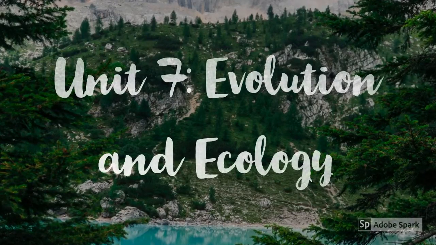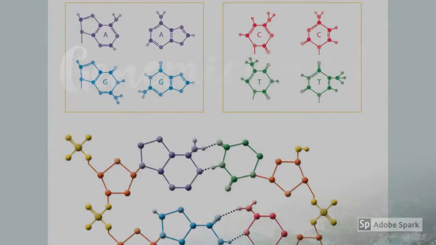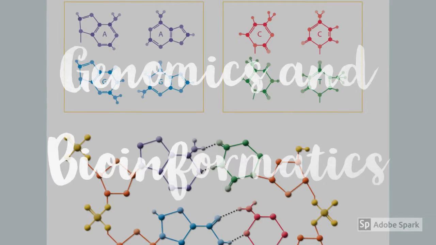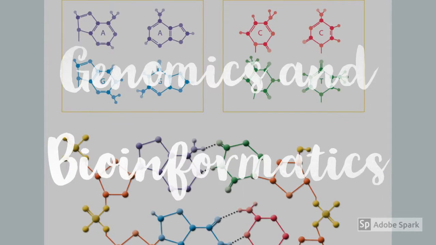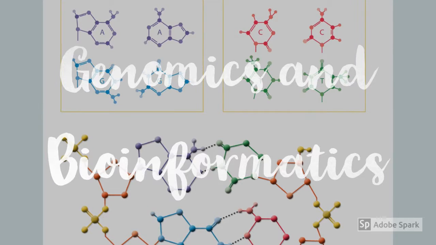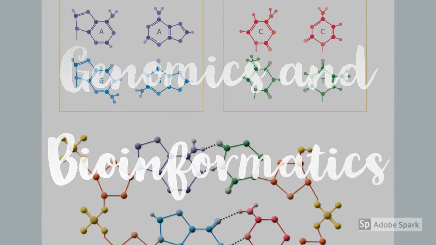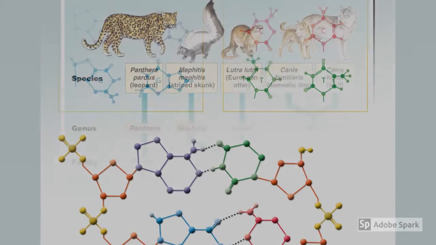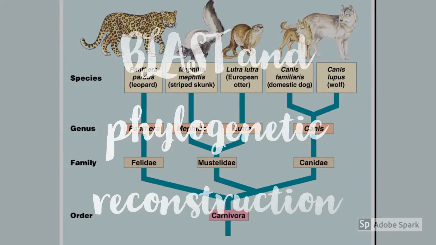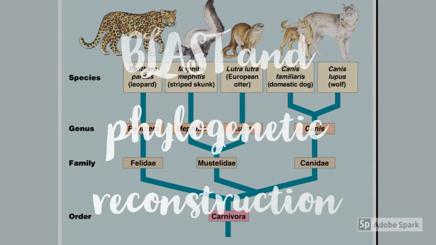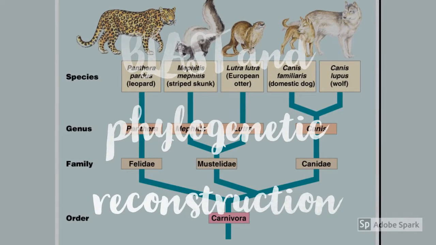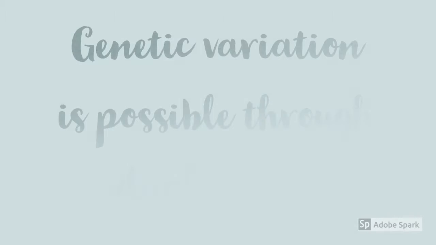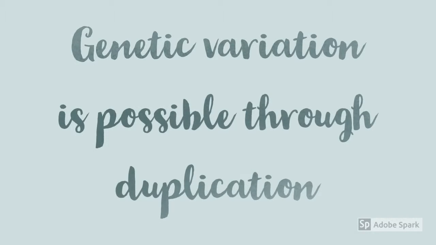Unit 7, Evolution and Ecology. Genomics is the study of genes and their reactions, but there are so many different genes. Bioinformatics is the application of this genetic information and gene sequences into a more accessible form. In class, you did a BLAST lab to use this information to identify many things, like species origin and phylogenetic reconstruction. In this lab, it was clear that some species had diverged and diversified into new species.